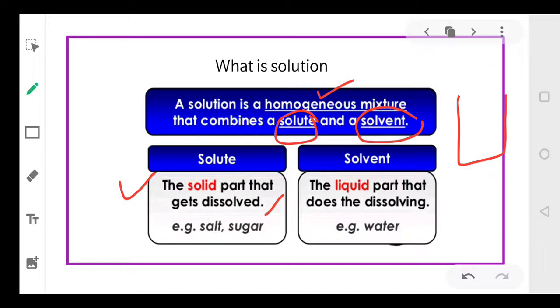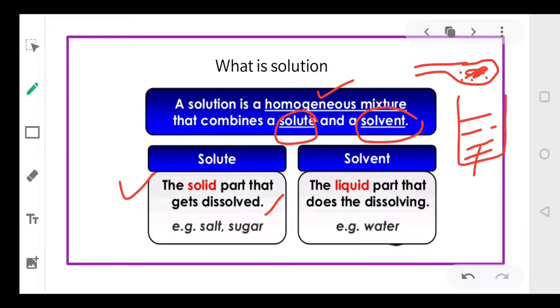Okay, dear students. So a solution basically consists of two parts. One is solute, another is solvent. Solute means the solid part that we dissolve. Solvent means the liquid part. And let's discuss, suppose you have a beaker and I am having water in it, right? Now we'll add 1 spoon of sugar into it. So what do I have in the spoon? Sugar.